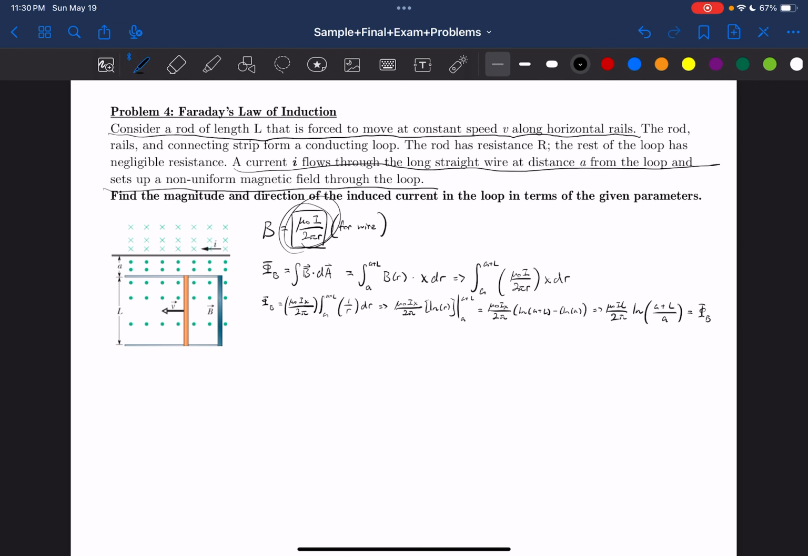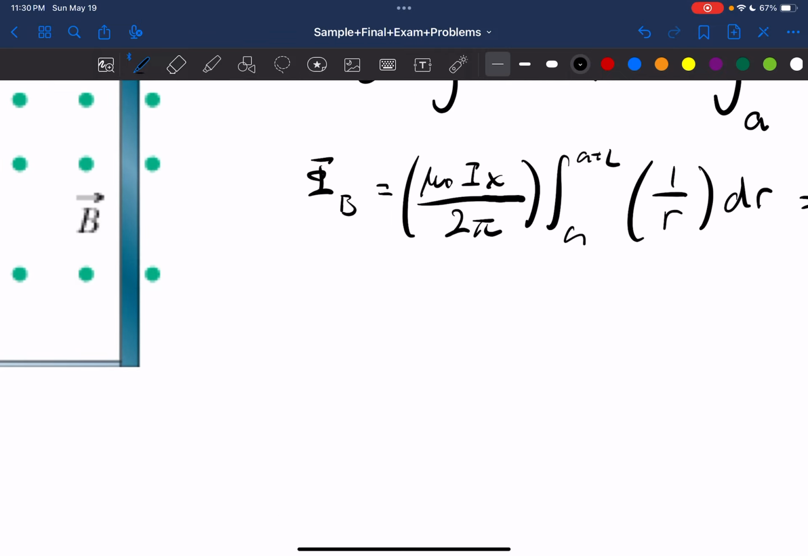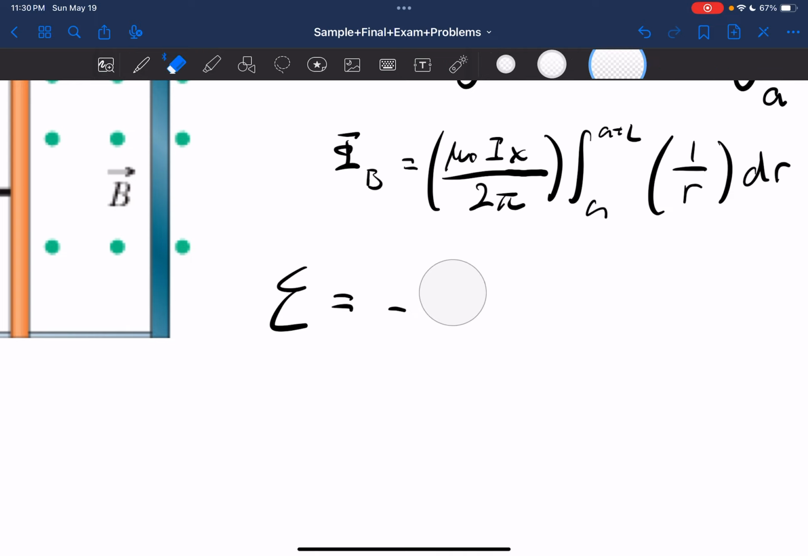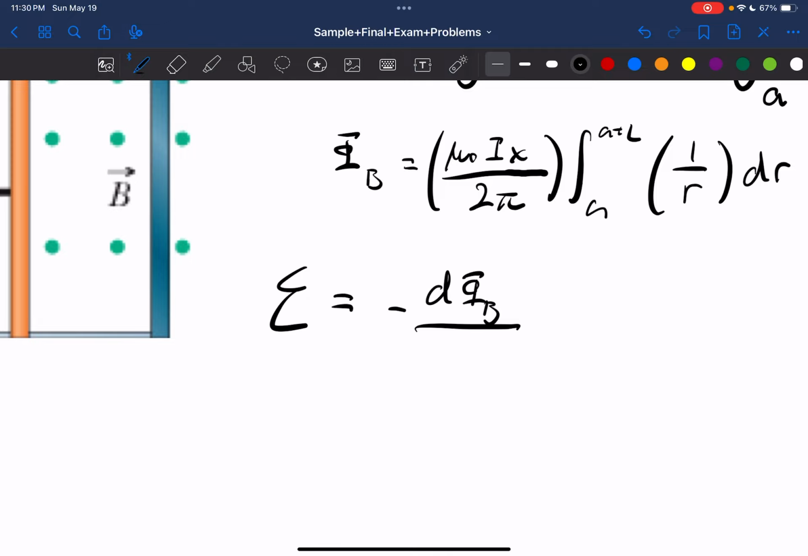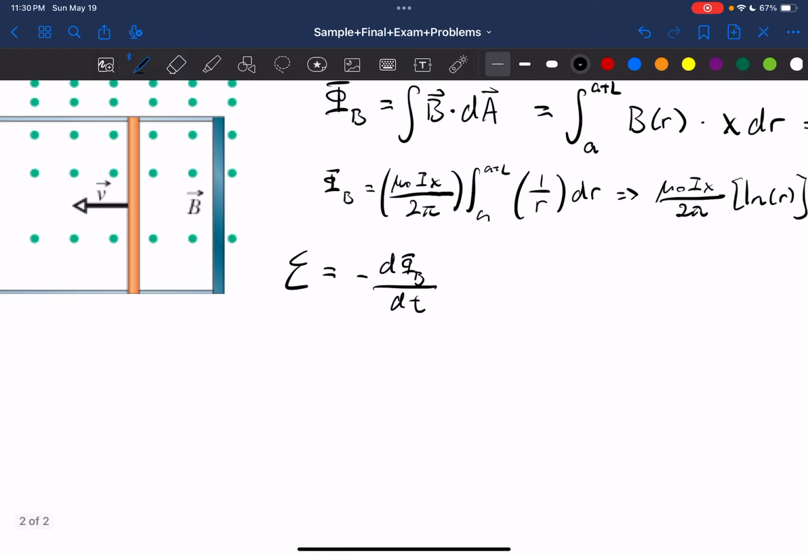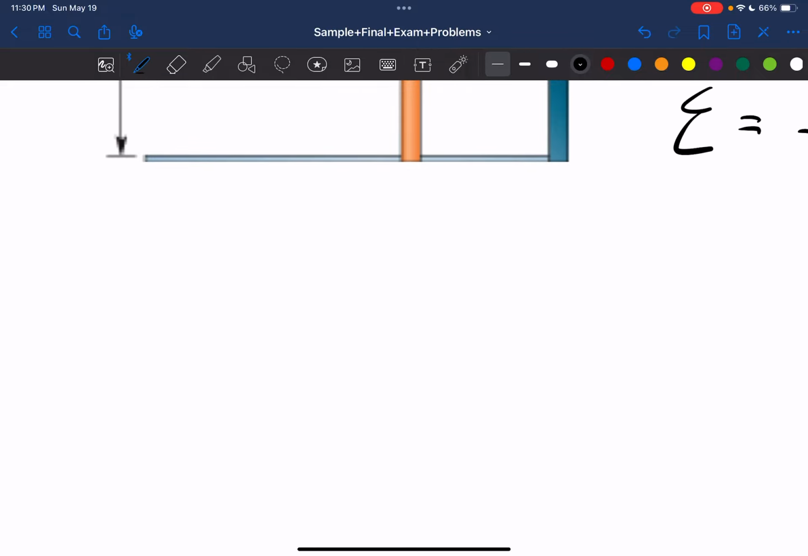Now we set it up. Now what can we do with it? Now, if you know Faraday's law of induction equation, that's going to be negative d magnetic flux, d phi dt. d phi dt. There we go. Now we can use this equation right here.